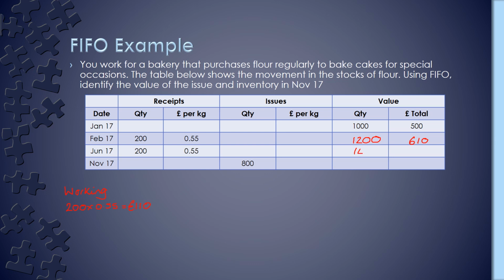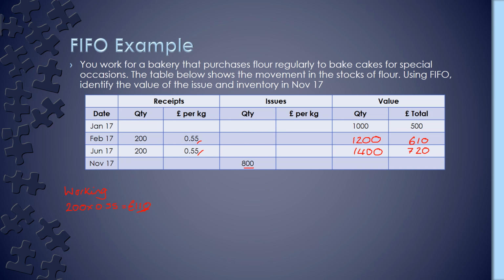And again we buy another 200. It's at the same price, these two are the same price, so we know it's going to be 110 again. So we come back to our 720. So at this point we need to have a look, as we're about to do an issue of 800 kilos of flour.